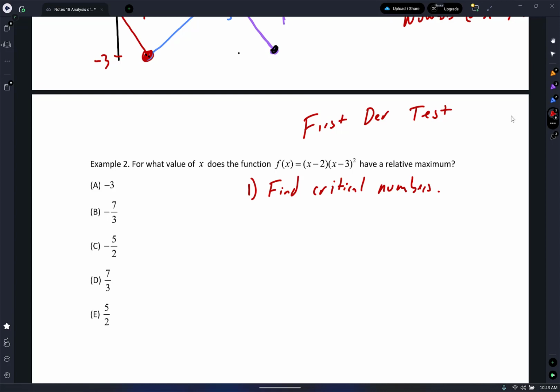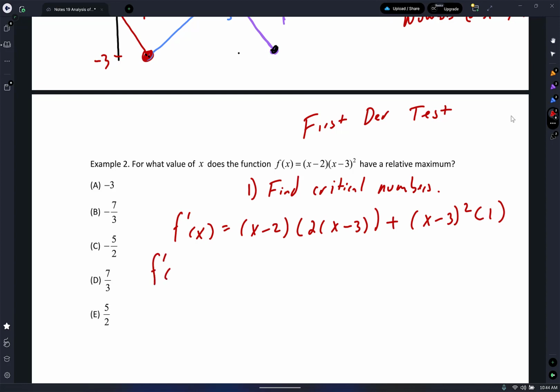It's zero or undefined. We're going to set it equal to 0. So f prime of x equals first, x minus 2 times the root of the second, 2 parenthesis x minus 3 times 1, so there it is, plus second, x minus 3 squared times the root of the first, 1. Are we okay? Nothing crazy, right? Can we do that without a calculator and without any help from any apps?